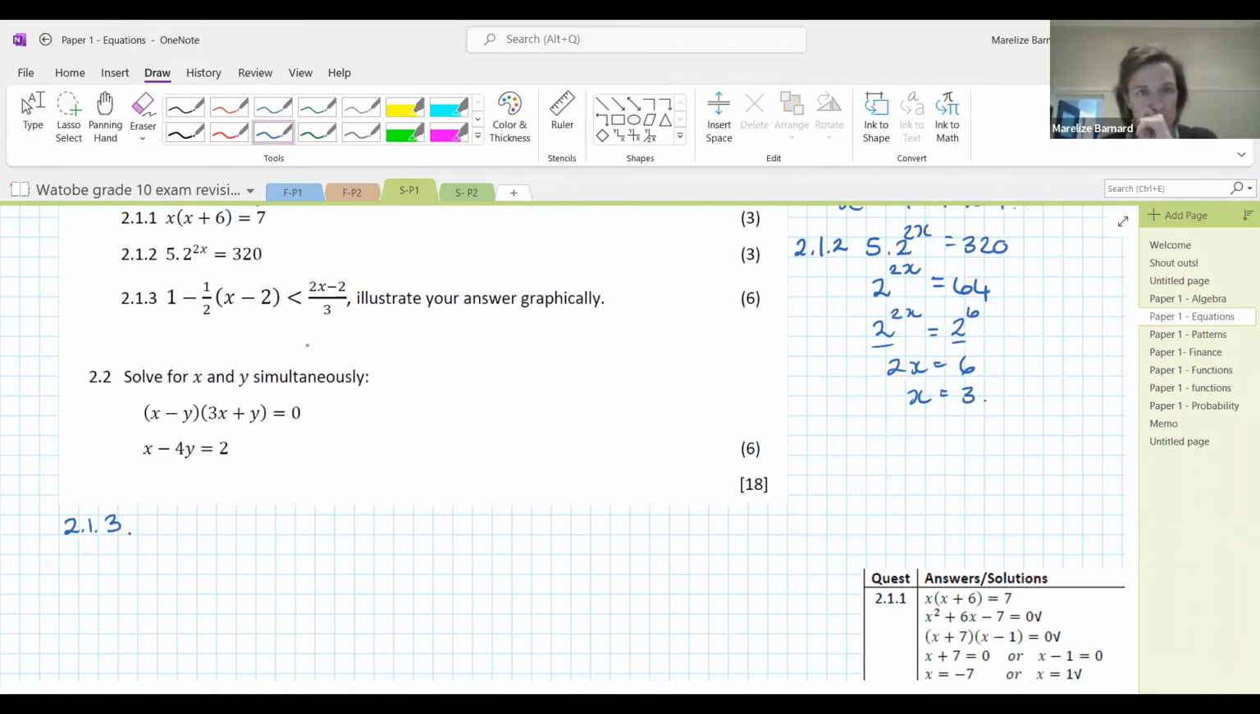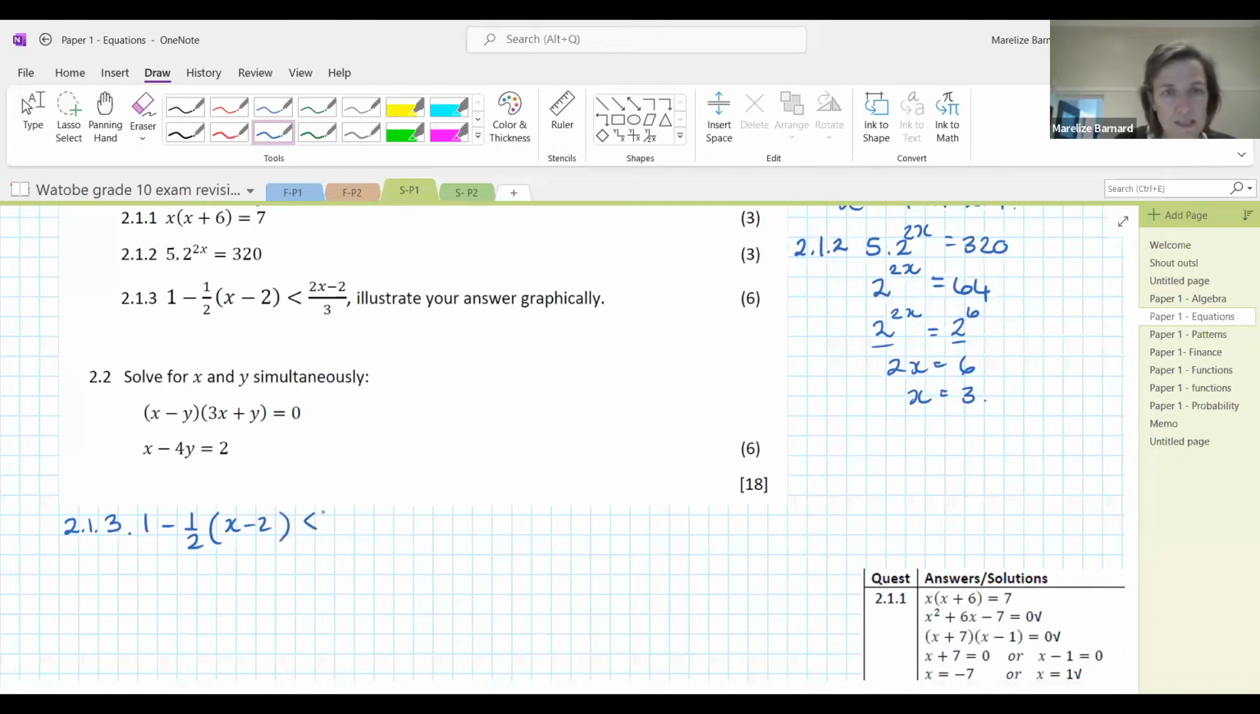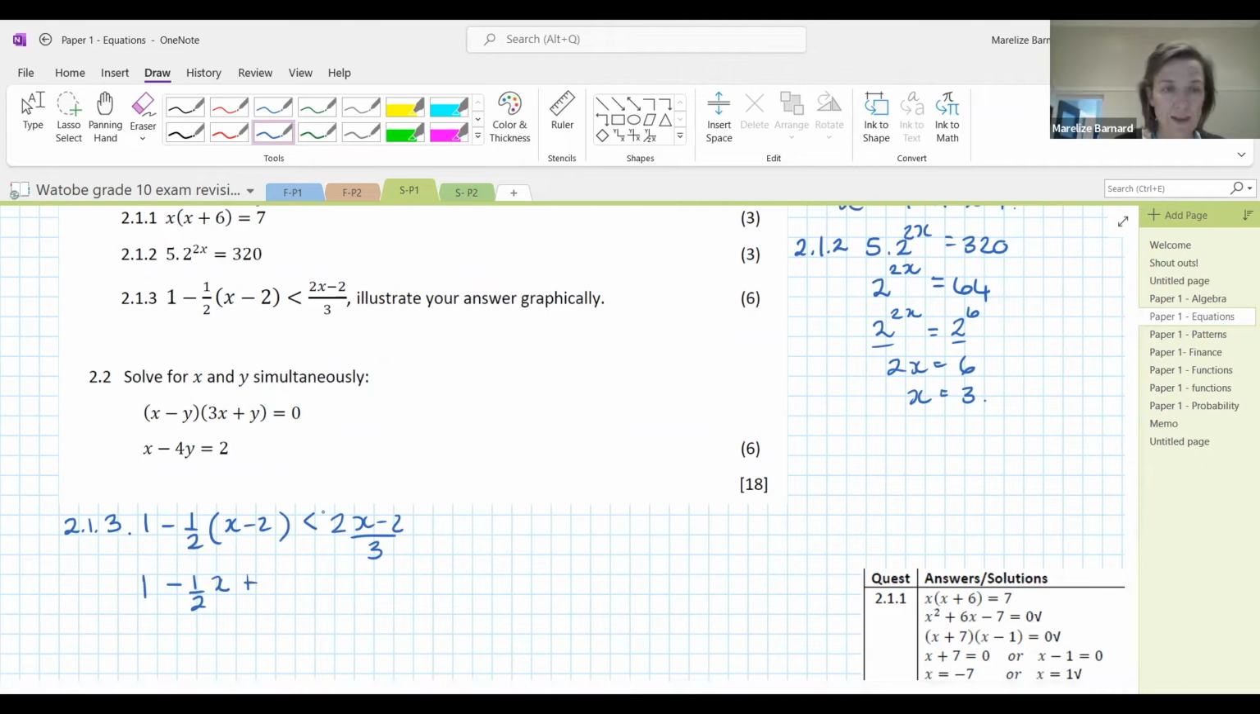Just because we're a little bit pressed for time, I'm going to do this inequality. We've got 1 minus a half (x minus 2) is smaller than (2x minus 2) divided by 3. First thing, let's get rid of these brackets. Minus a half with x is minus a half x, and minus a half with minus 2 will make it plus 1.